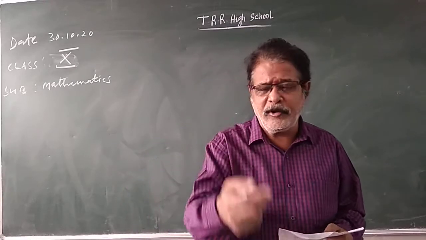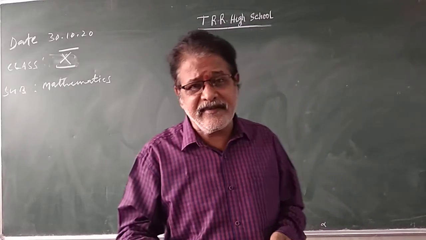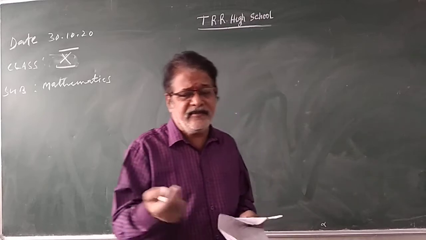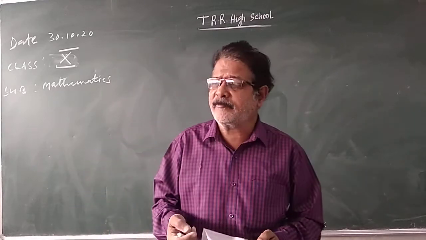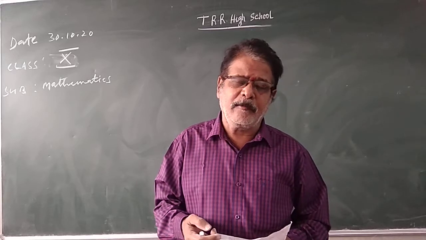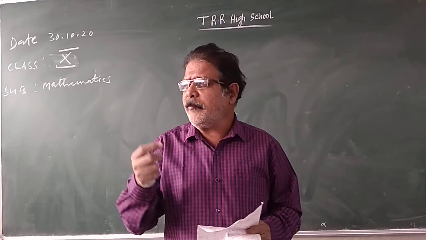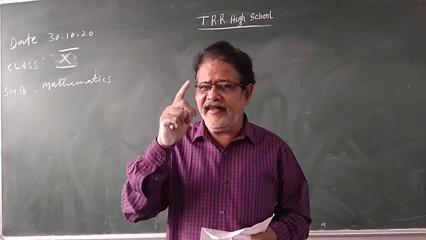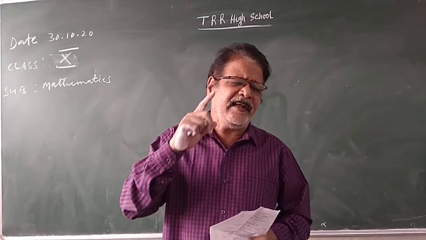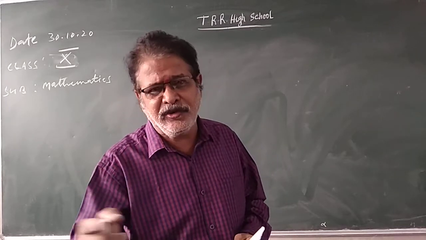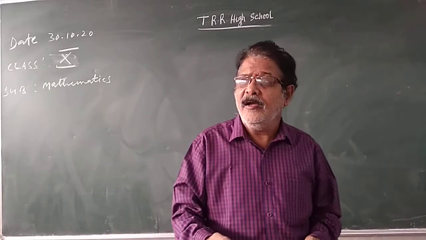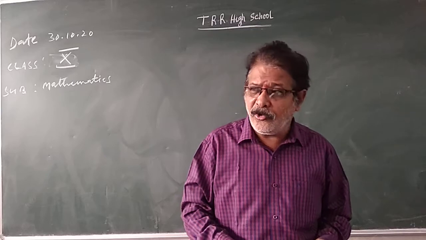The general form of a linear polynomial is ax plus b, whereas a quadratic polynomial is ax square plus bx plus c. So a linear polynomial means first degree. If the degree is 1, it has 1 zero. If the degree is 2, it has 2 zeros. If the degree is 3, it has 3 zeros.